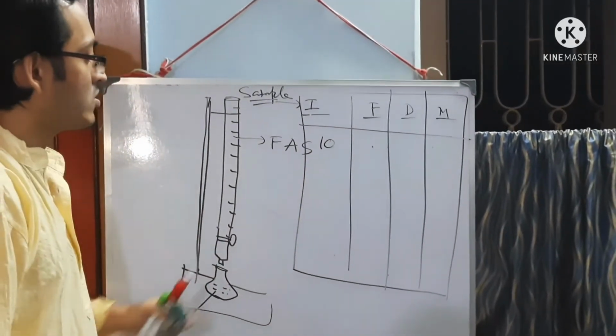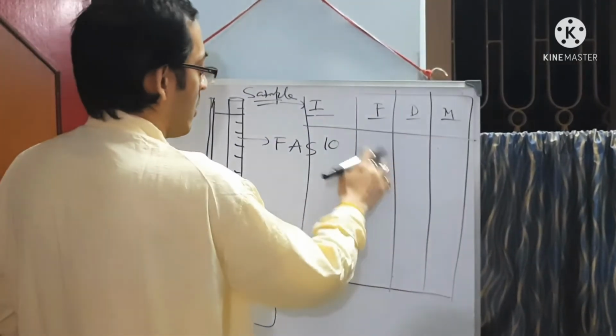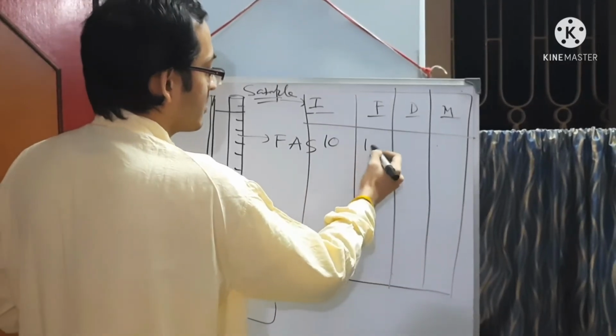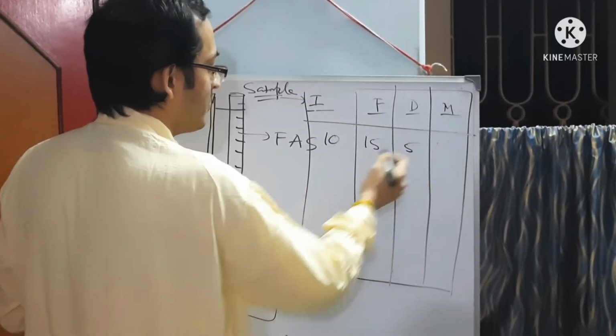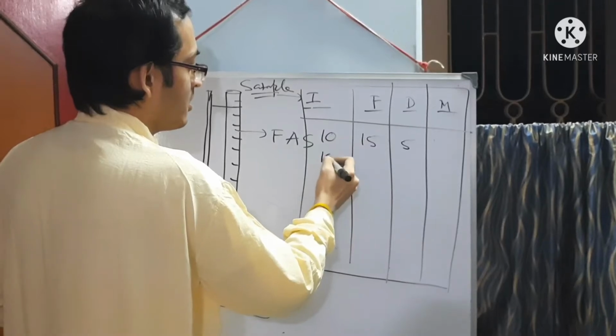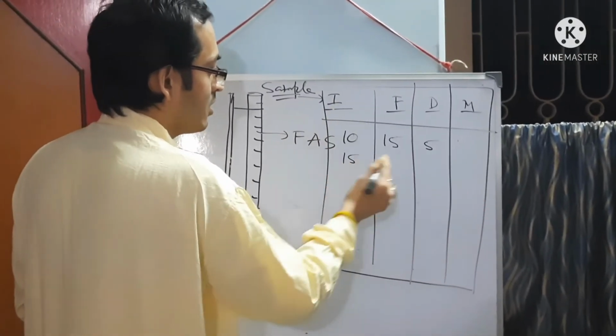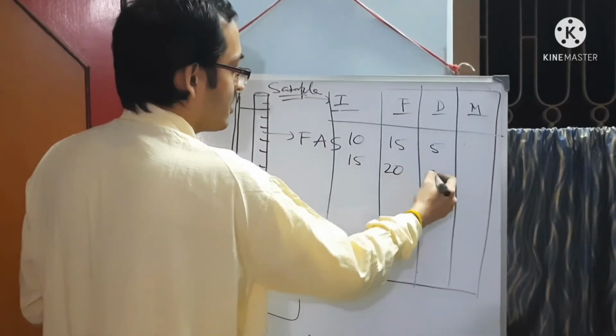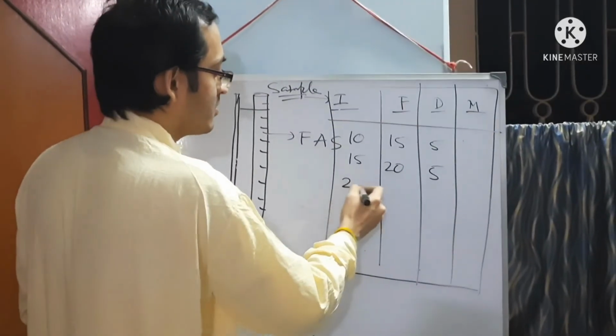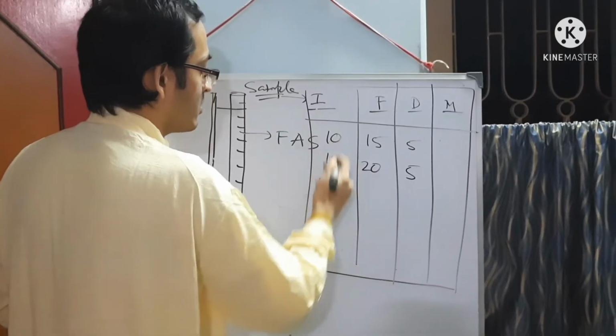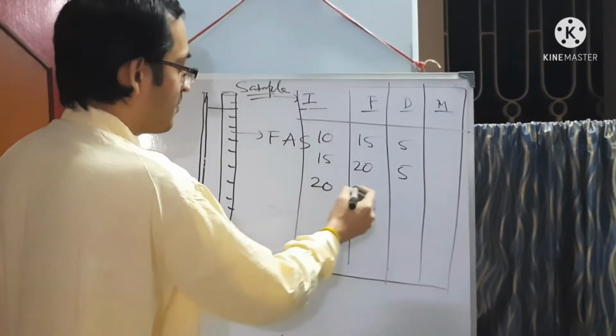First initial reading was 10. After the titration the final reading is 15. The difference is 5. Then again our second titration for the sample water is 15 initial, and the final is 20. Then again 5 difference. This is our third titration for the sample.